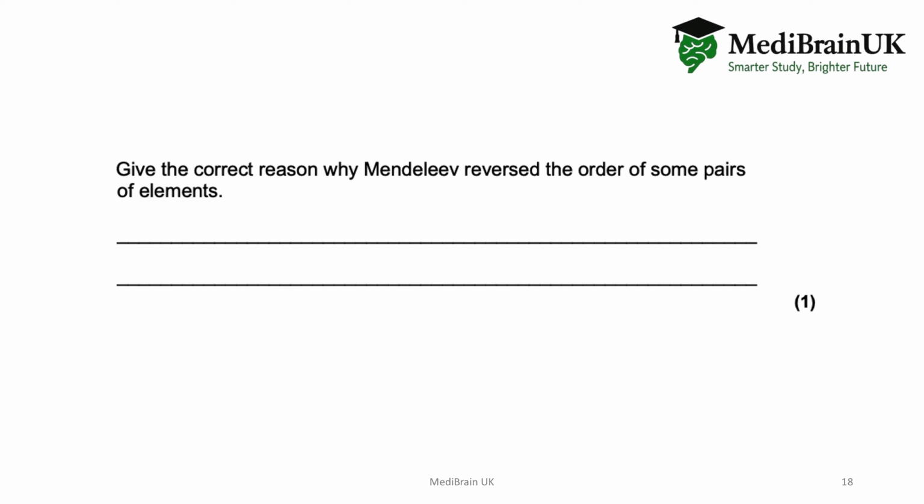Okay, so moving on, it says give the correct reason why Mendeleev reversed the order of some pairs of elements. So when he was developing his periodic table, a lot was going through his mind. A lot of combinations failed, and some of the elements that he placed within his periodic table, he had to switch them around again and again. You need to state a correct reason why he had to do that.